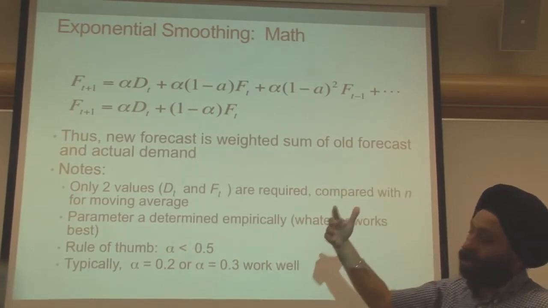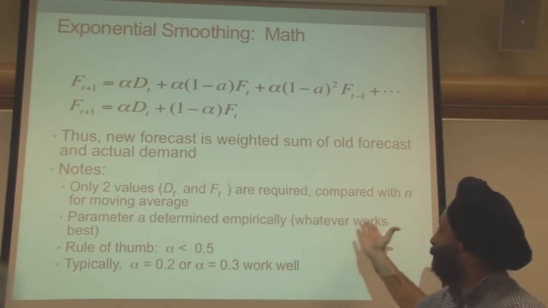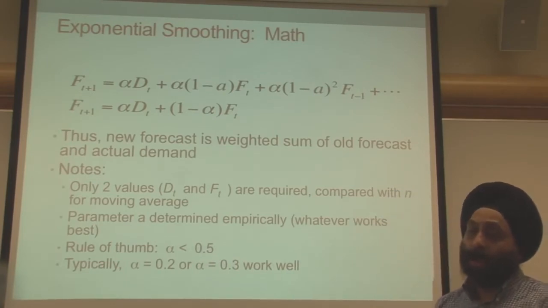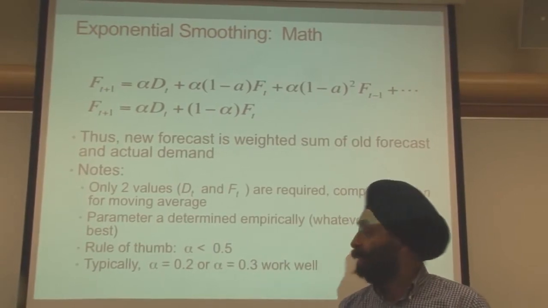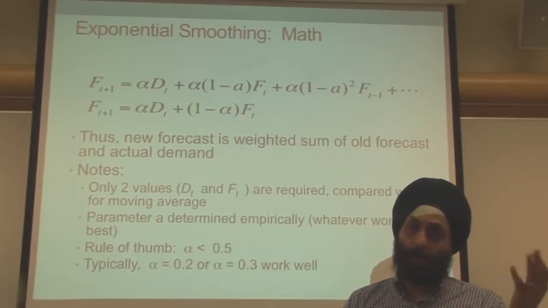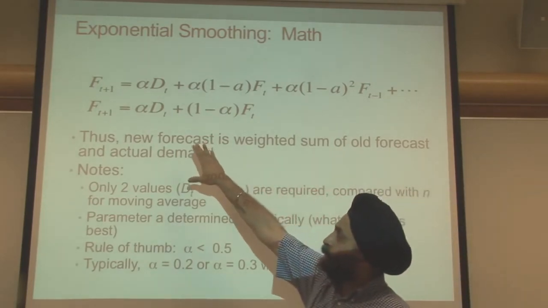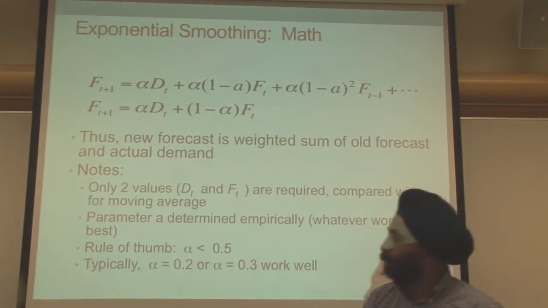So in this case, all you need is only 2 values, dt and ft, compared with moving averages. Because if you're taking a 12-month simple moving average, you need 12 past data points. Over here, that's not the case. All you need is 2 data points: the last period's actual demand and the last period's forecast. That's all you need to calculate exponential smoothing.